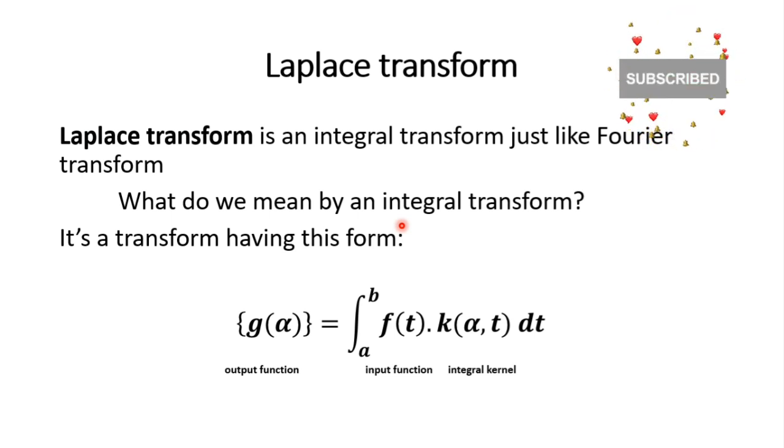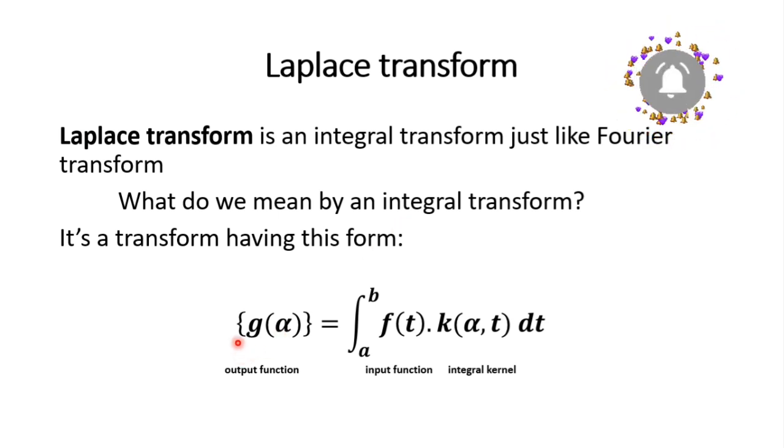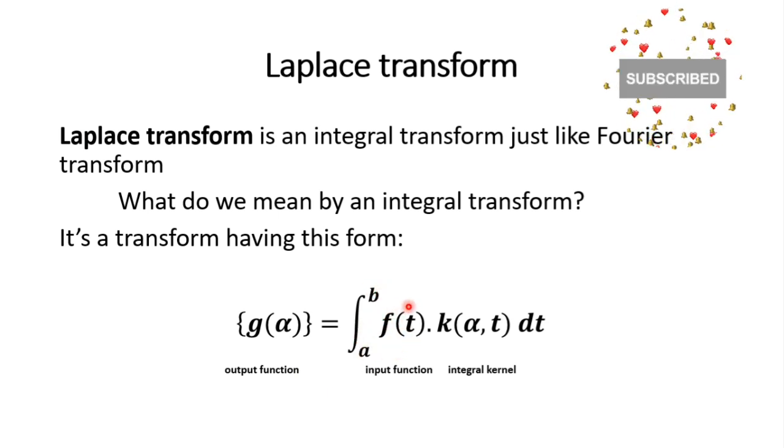Laplace transform. So when someone talks about Laplace transform, what do you understand? You realize Laplace is an integral transform, just like Fourier transform. And what do I mean by an integral transform? It is that transform that has this form, as you can see in my slide. G as a function of alpha is equal to the integral with limits a and b of f(t) times k as a function of alpha and time, dt.